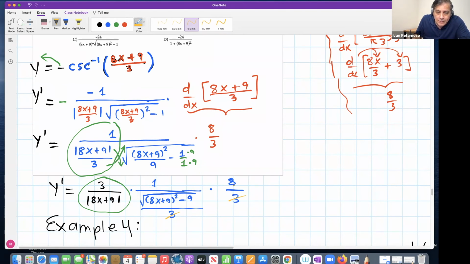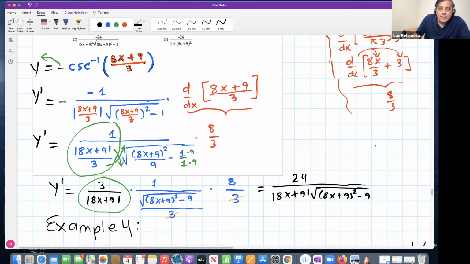On the top, I will be left with 8 times 1, 8 times 3, 24, right? 24 on the top. On the bottom, absolute value of 8x plus 9 times the square root of 8x plus 9 squared minus 9, right? Minus 9, and that's it. Looking through, you should be able to find your answer there.